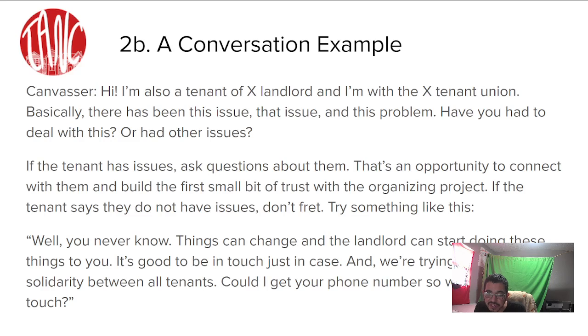issues, you could try something like, well, you never know, things can change and the landlord can start doing these things to you. It's good to be in touch just in case. And we're trying to build solidarity between all tenants. Could I get your phone numbers so we could stay in touch? Because yes, things can always change. Nothing is ever certain. The only thing that is certain is hubris.